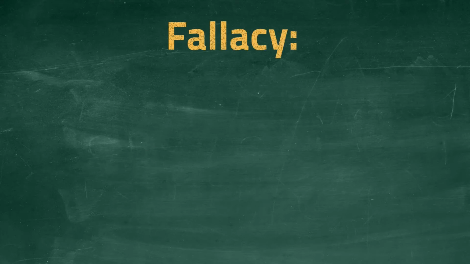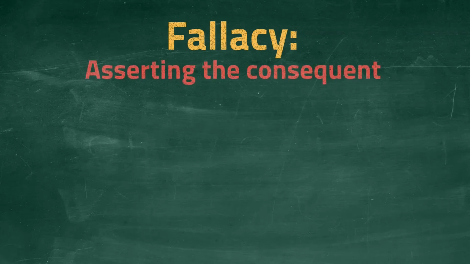A logical fallacy is an example of bad or invalid reasoning. The fallacy we will look at is called asserting the consequent, which sounds a bit fancy even though it is not Latin. It is very similar to modus tollens, which might explain why people make the mistake of using it. So let's have a look at its syllogism.